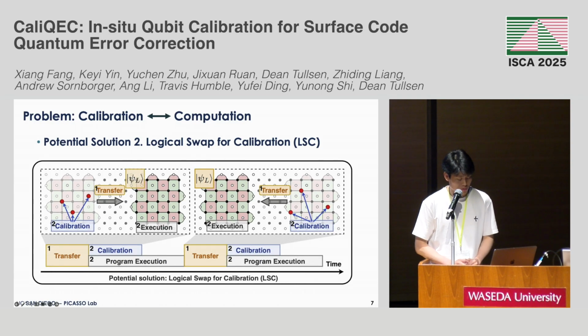And the second natural solution is more practical. We call it logical swap for calibration. The key idea is that whenever you have a qubit that you want to calibrate on some logical patch, you first transfer the logical state to somewhere else, and then you perform the calibration on that region. After the calibration is done, you transfer the logical state back and potentially work on some other qubits that need to be calibrated in that region. The good thing about this approach is that you don't need to stop the computation. You can perform the quantum computation along with the calibration. However, this is far from an optimal solution due to several limitations that I will introduce next.